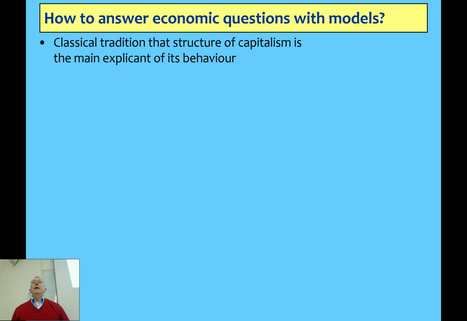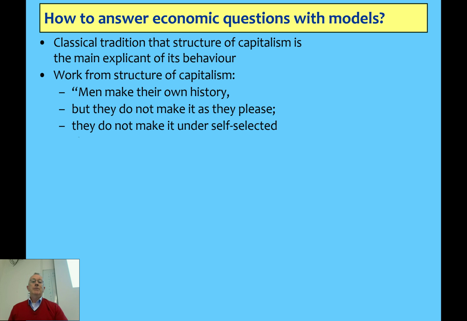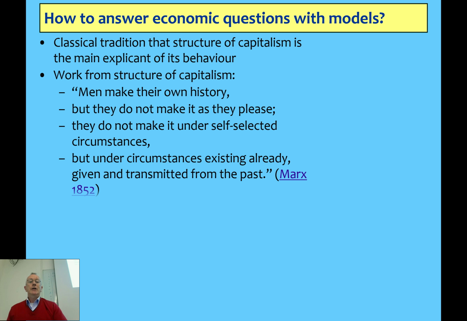And the classical approach you can see in pre-neoclassical work, the classical school, and also the post-Keynesian school to some extent, and certainly evolutionary economists as well, is the structure of capitalism gives you its basic dynamics. If you have to rely upon the behaviour of individual entities, how utility maximising this, profit maximising that, you're not necessarily going to get the dynamics. It's actually the structure that gives it to you. And of course Marx put it best by saying men make their own history, but they don't make it as they please. They make it under self-selected circumstances, but under circumstances already existing, given and transcending from the past.